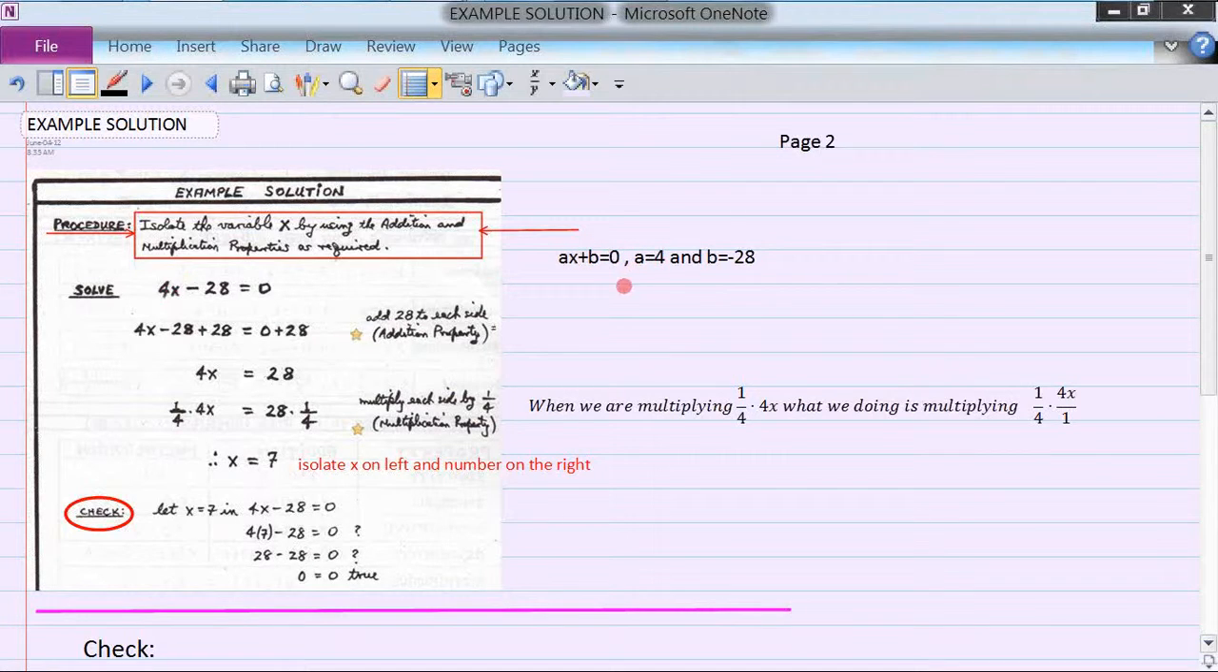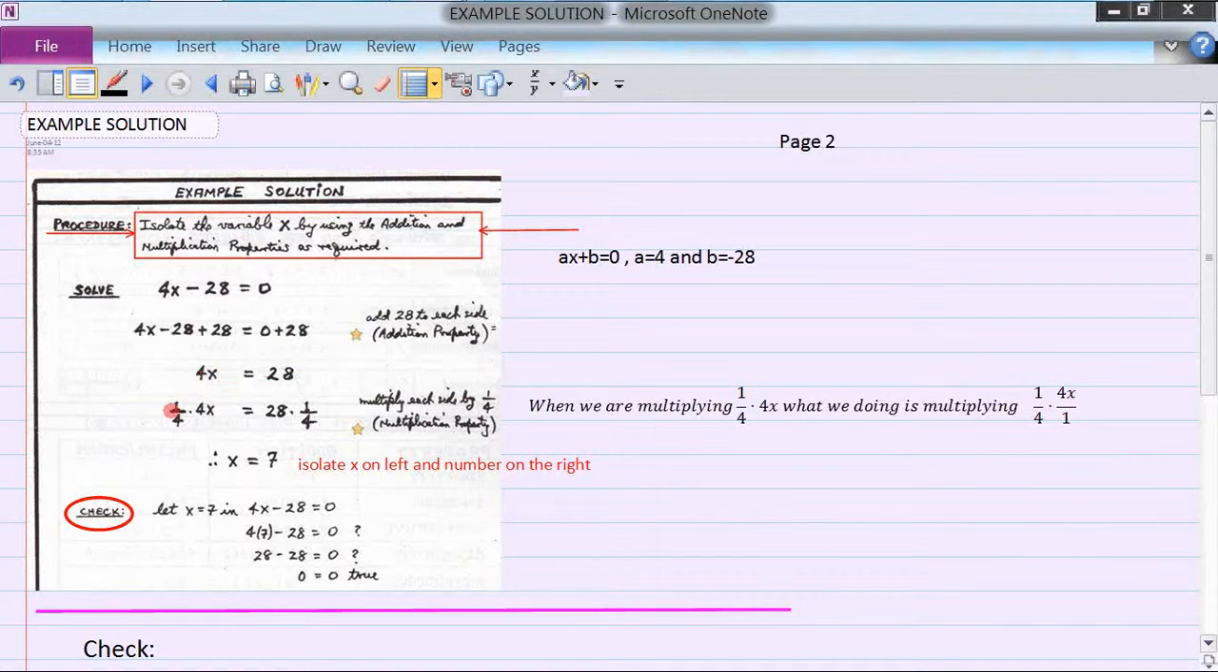a is 4. That's the coefficient of the x. So that's a equals 4. And b here is minus 28. Anyway, so the first thing, as I said, we do is isolate the variable on the left side of the equation. Now, we don't want what 4x is. We want what x is.